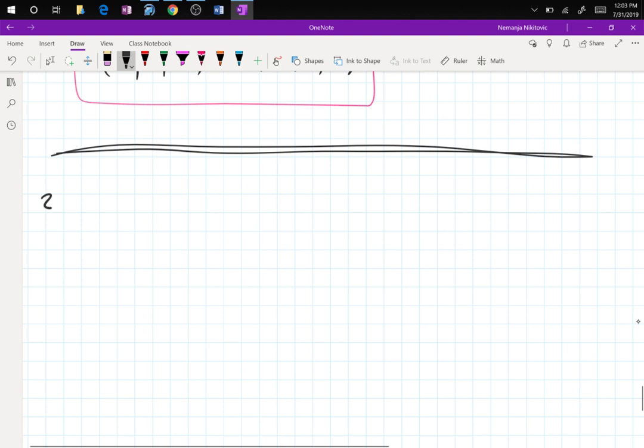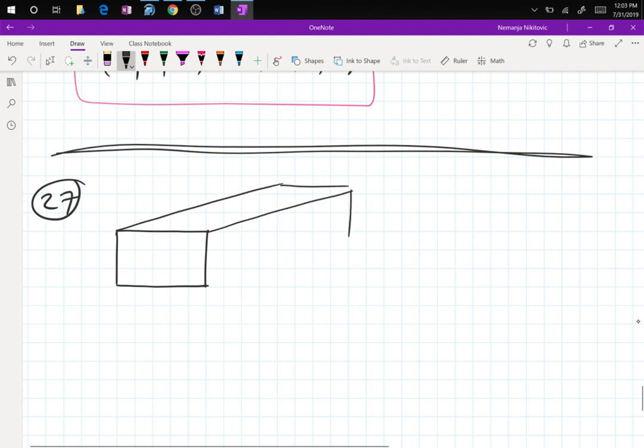So problem 27 says that shipping regulations require that the length plus the girth of the rectangular box does not exceed 108. So the longest it can be is 108. So let's draw a box, and this box is going to have length. Looks like a coffin, but whatever. So this is your length L.